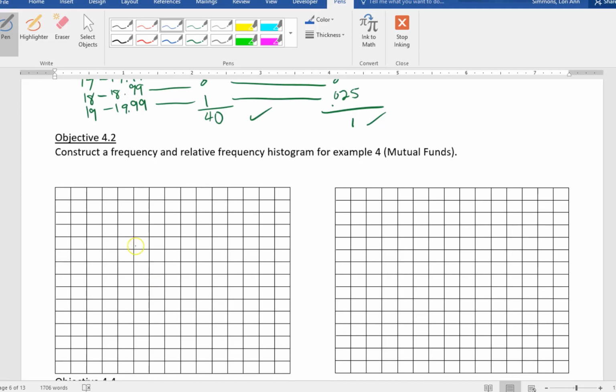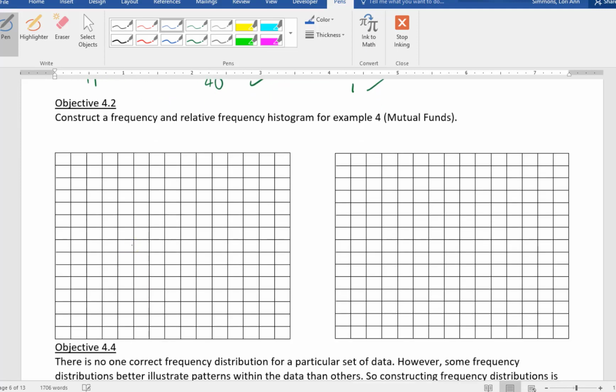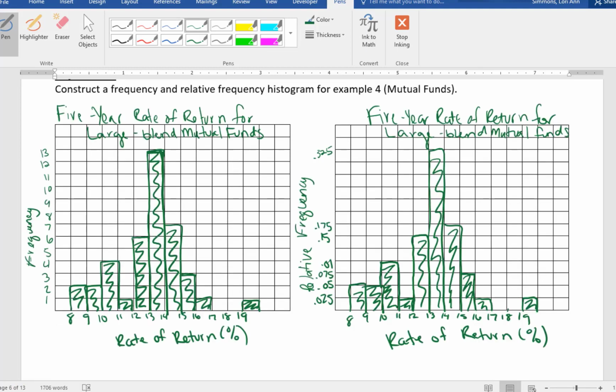So now we want to construct a frequency and a relative frequency histogram for example 4. I would like you to pause the video. I will as well, and then I will resume when I'm done, and then I want you to check. This is what you should get for the graphs. Notice again, frequency I put on the left side and then relative on the right.